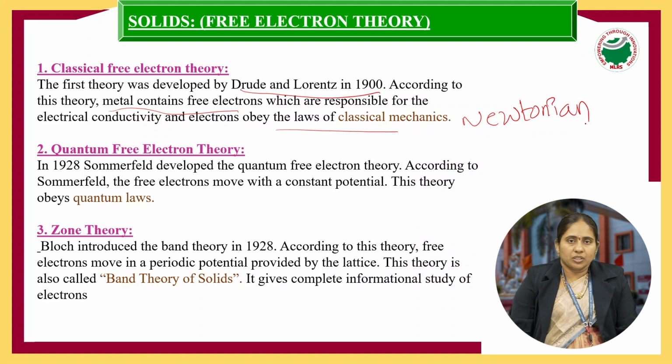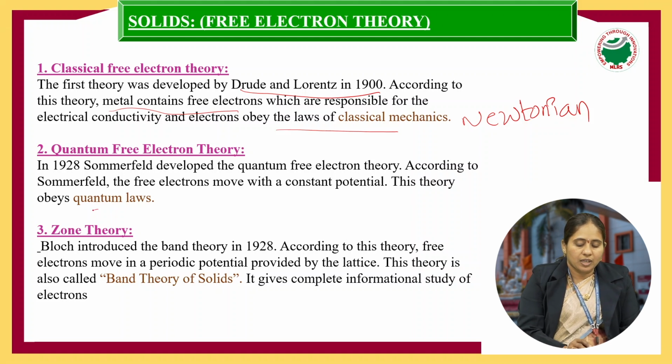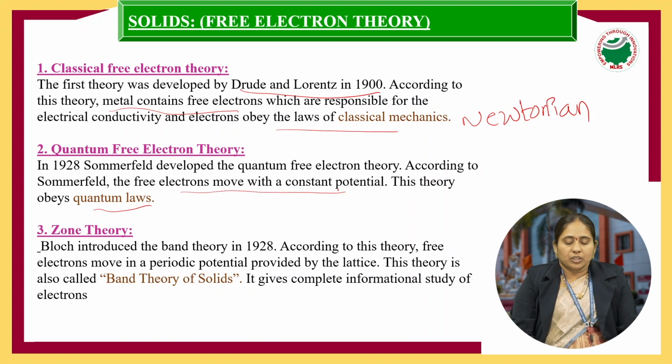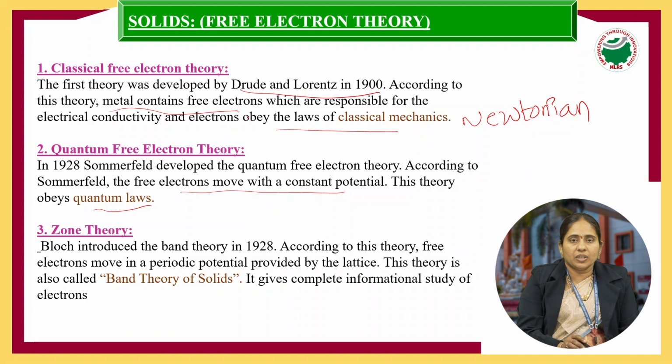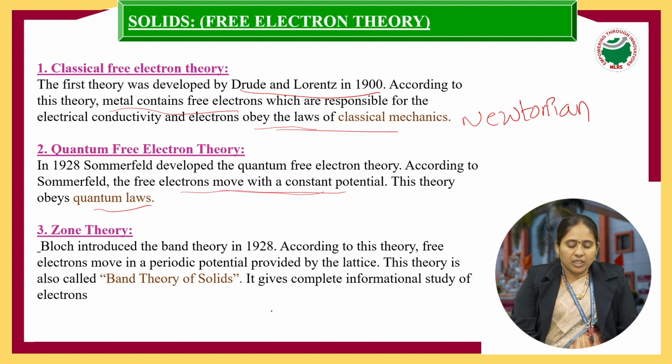The next stage of development is quantum free electron theory. This quantum free electron theory was developed by Sommerfeld in the year 1928, based on the laws of quantum mechanics. According to this theory, the electrons move in a constant potential. In classical free electron theory, it does not talk about any potential, but here the assumption is taken that electrons move in a constant potential. So this is the second stage of free electron theory.